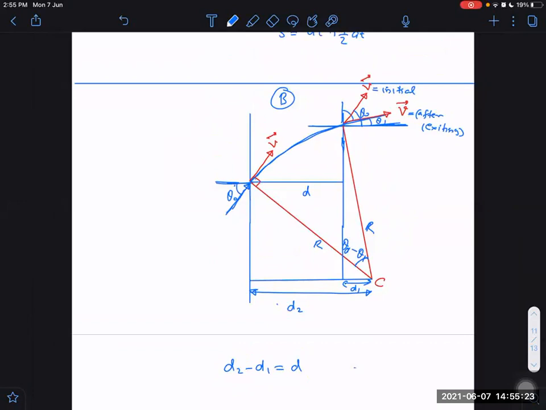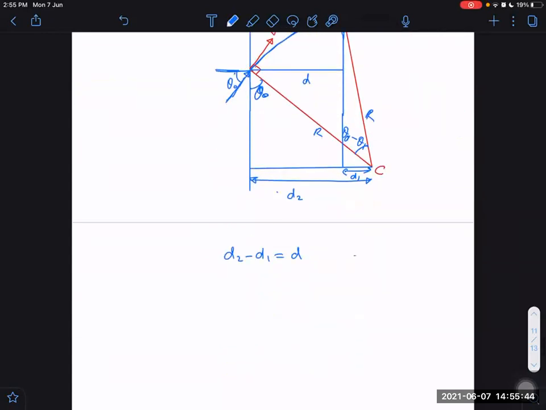d2 will be the horizontal distance between the center and the initial point. This is theta naught. This is the theta naught angle here, right? So the other angle is 90 degrees minus theta naught. d2 is R sin theta naught.